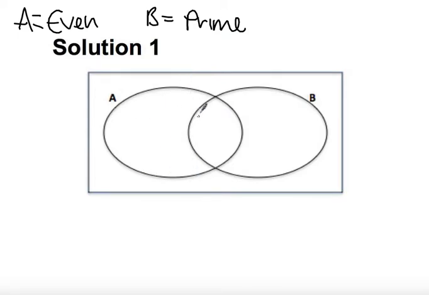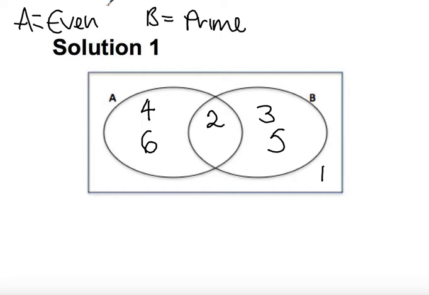So the even numbers, 2 is prime, so that's going to go in the middle where it's even and prime. 4 is not prime, so it's just going to go in the A section. 6 is not prime, so it's going to go in the A section. Considering event B, so that is having prime numbers, 1 is not prime, 2 is prime and is already written and is in the intersection because it's also even. 3 is prime and 5 is prime. The remaining numbers is just the number 1.